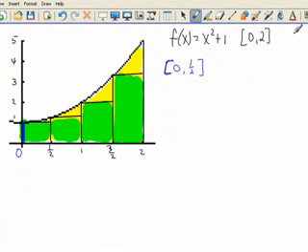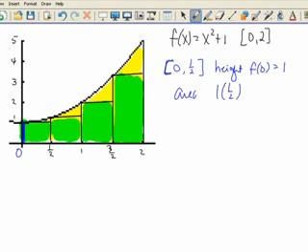Plug that into f of x. So the height of that rectangle is f of 0, or 1. And the area of that is going to be height, or length, times width. So this is area. The area of that first rectangle is 1/2. So 1/2 is the area of that space.